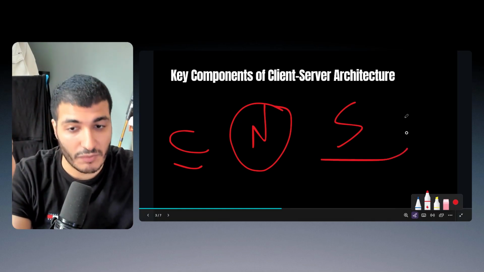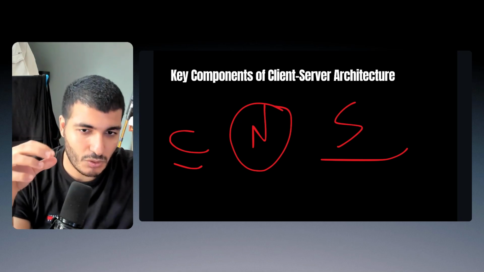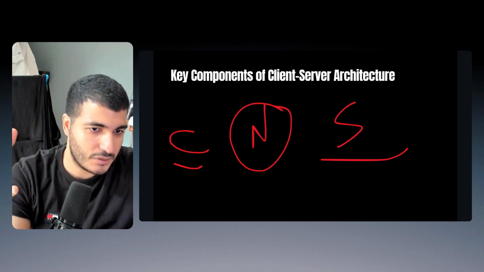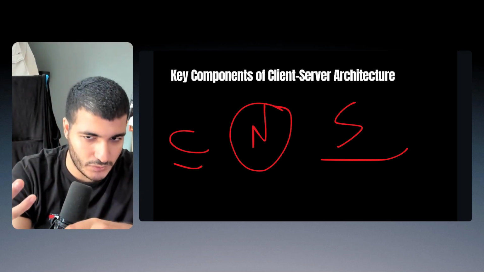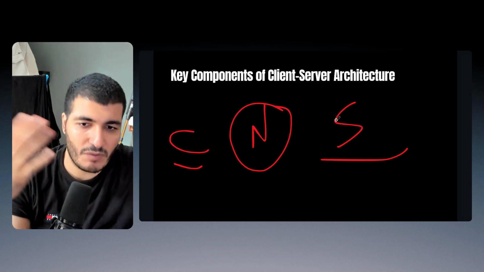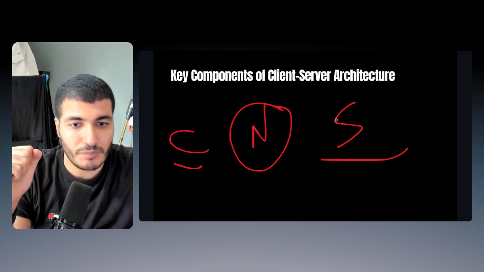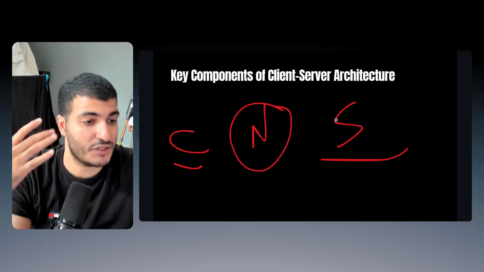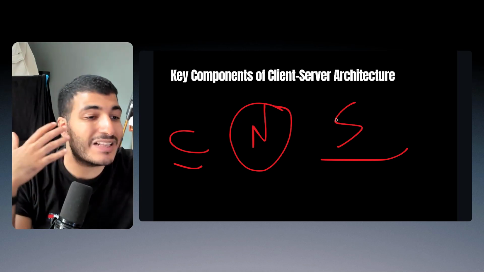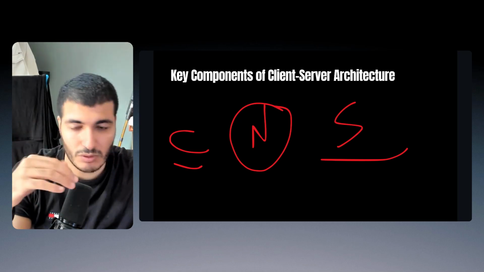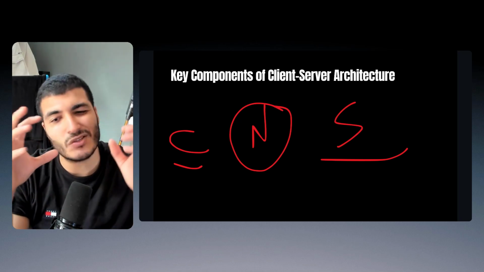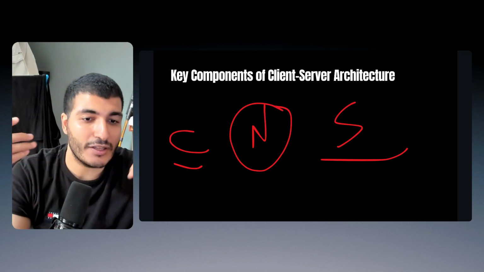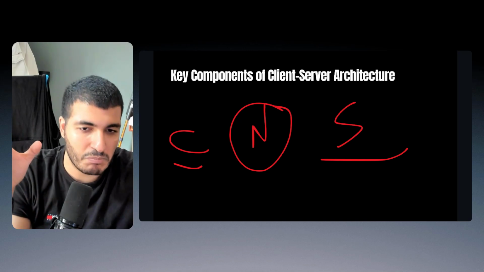Next, we have the server. This is a powerful computer or program that listens for incoming requests, processes them, and delivers responses. For example, maybe you have a web server like Nginx or Apache. You have an application server like Node.js or Java Spring Boot, or maybe you have a database server like MySQL or PostgreSQL or MongoDB, things like that. So basically, servers usually run on powerful machines in data centers designed to handle many concurrent requests and manage large amounts of data.